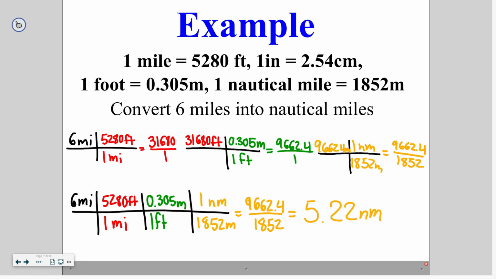Up top, you'll see doing it step by step, going miles to feet, feet to meters, and then meters to nautical miles. On the bottom, you'll see it as one long conversion. Miles to feet, feet to meters, meters to nautical miles. Both of them end up with the same answer of 5.22 nautical miles.